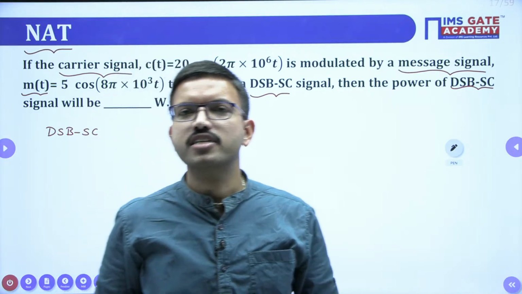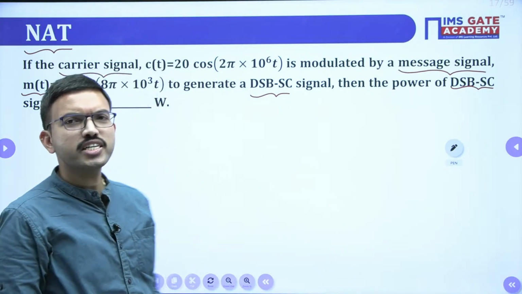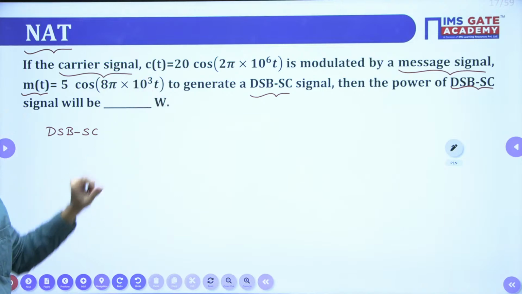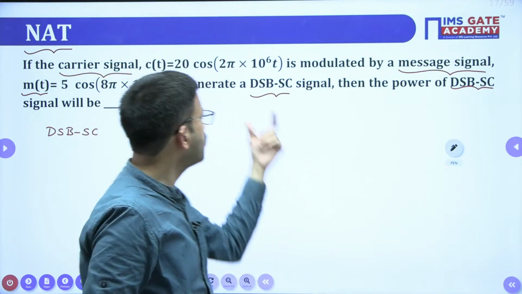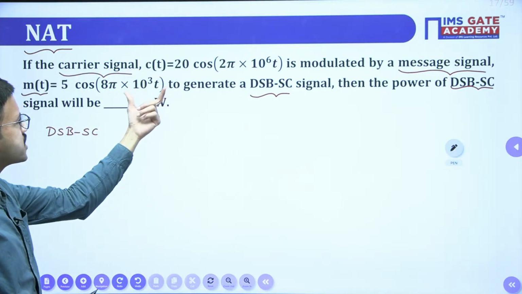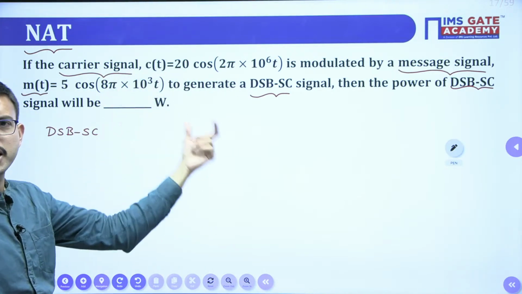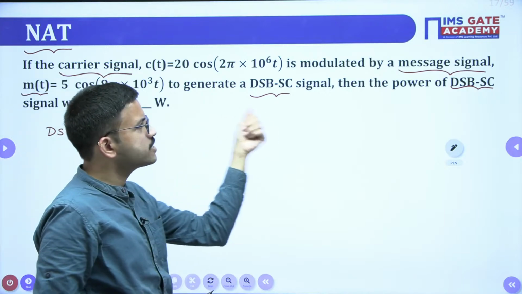Yes, very good, Mayank. What kind of operation do we have to perform among these two signals? Yes, very good, Rohit. We have to multiply these two signals, carrier signal and message signal. If we multiply, then we will get the DSB-SC signal.